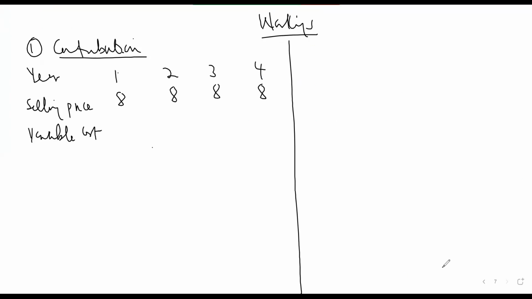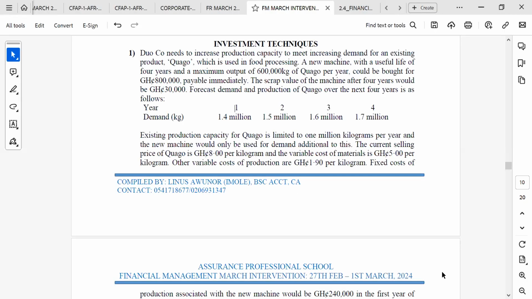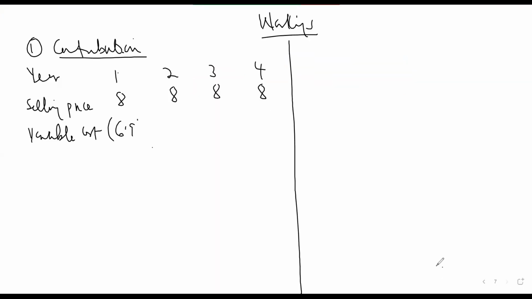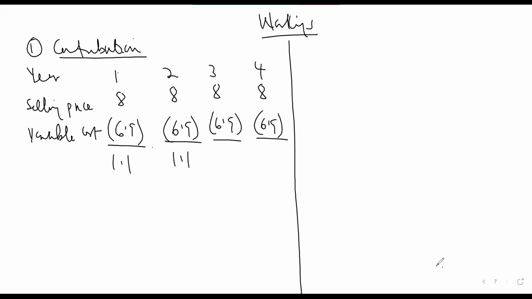So what is our variable cost? What is our total variable cost per unit? 5 plus other variable costs, up to 6.9. So 6.9, that will be a subtraction. What will be our contribution per unit? 1.1. So the person will bring the demand here. Demand will be 400,000, isn't it?